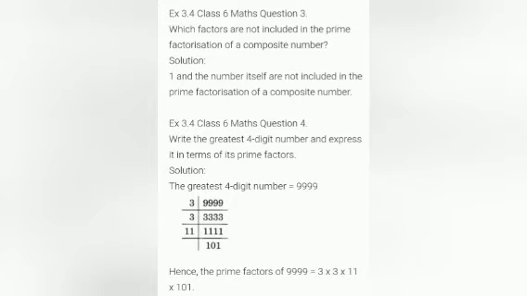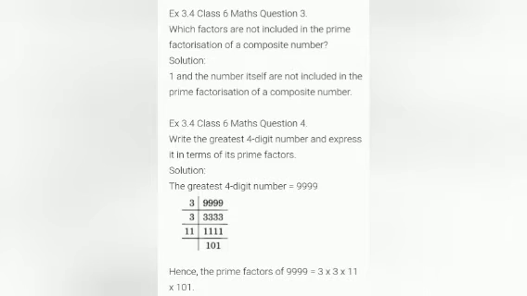Which factors are not included in the prime factorization of a composite number? See, first here 1 and the number itself are not included in the prime factorization of the composite number. है कि नहीं? तो prime factorization हम निकालते हैं, 1 and that itself number we are not taking. The other numbers we are taking.